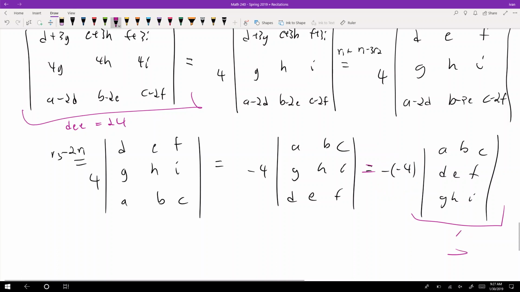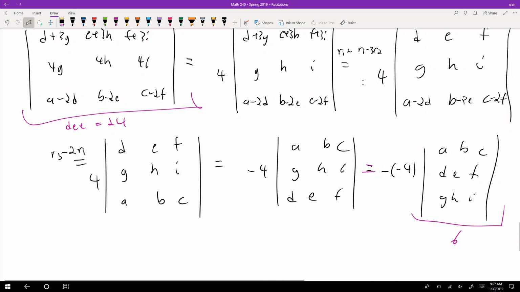Okay, let's see. 6. All right. The last step. Oh wait, never mind. I see the negative. Yeah, it's negative 4. Sorry. Any other questions? All right.